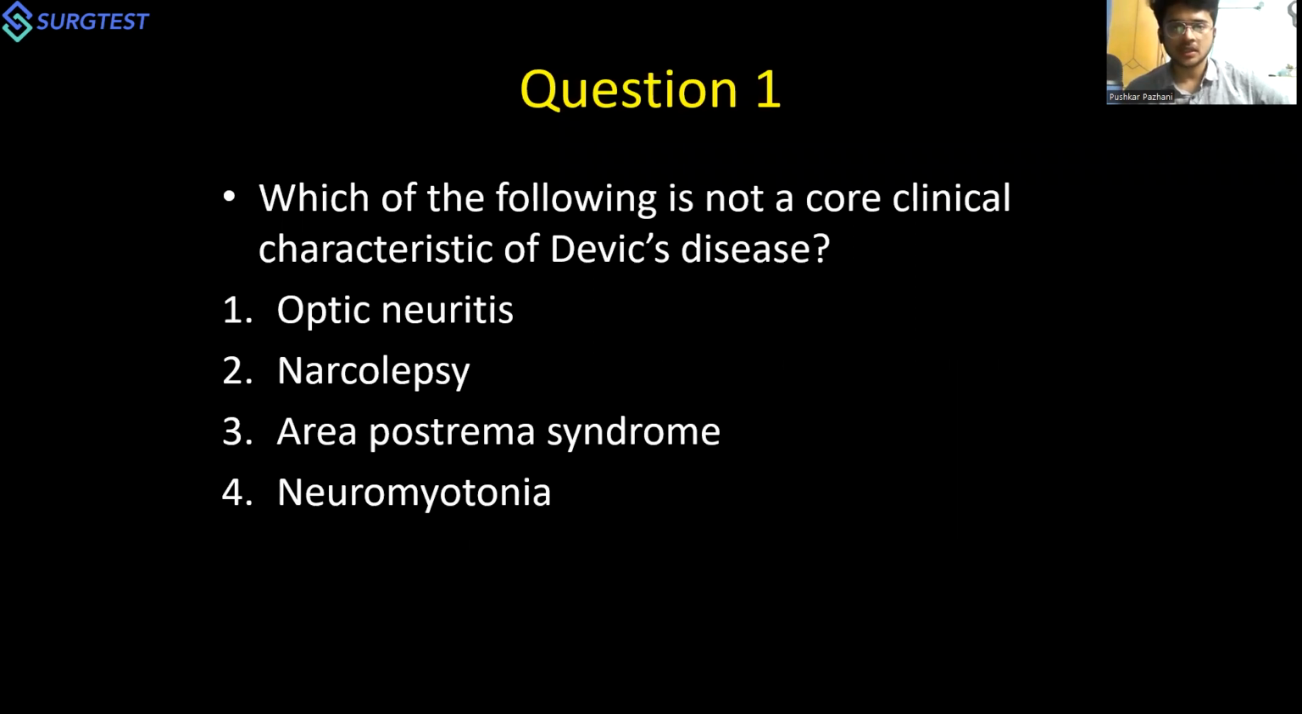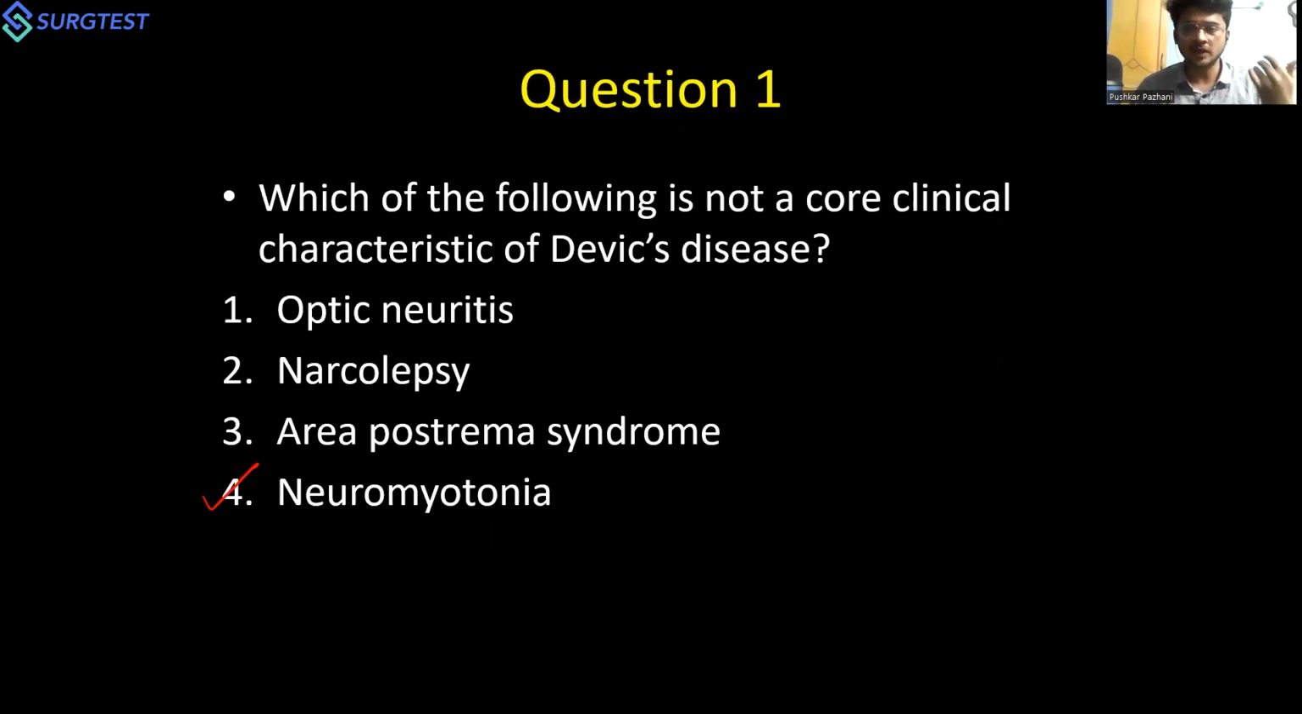Okay, so that's great. Most of you are answering it right. So we'll conclude. More than 50 have answered it right. Which of the following is not a core clinical characteristic of neuromyelitis optica or Devic's disease? And the answer is neuromyotonia. Neuromyotonia is a separate neurological entity by itself, and it's out of the scope of discussion in this class.